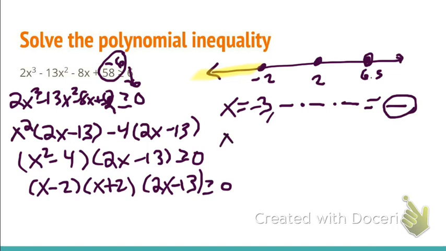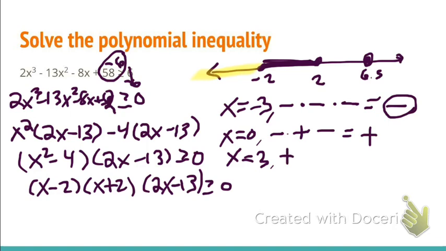Alright, then plug in 0. When you plug in 0, you're going to get a negative times a positive times a negative. And that will become a positive, which means every point that you plug in between negative 2 and 2 will give you a positive number. Now let's try it with a number between 2 and 6.5. Try 3. You get a positive times a positive times a negative, because it'd be 6 minus 13, which is negative. So that would multiply out to a negative. So that's not a solution, but the last one was.